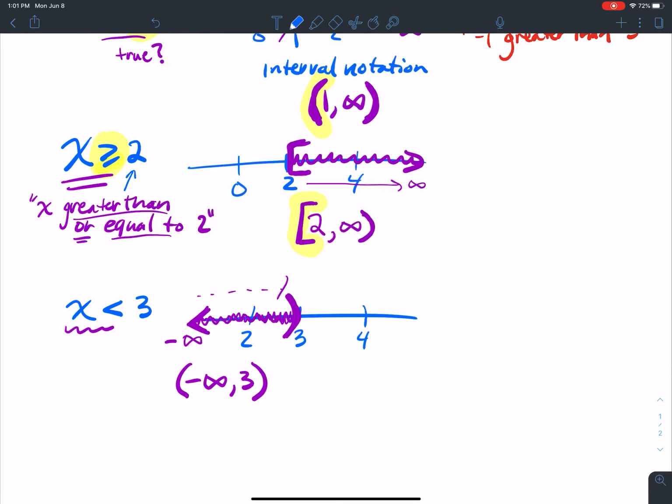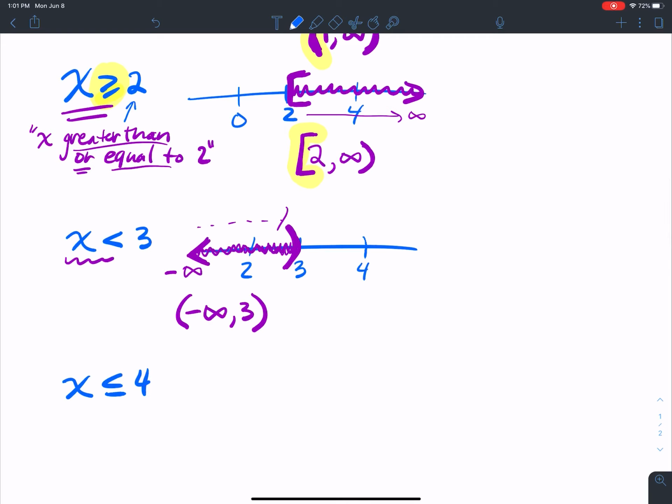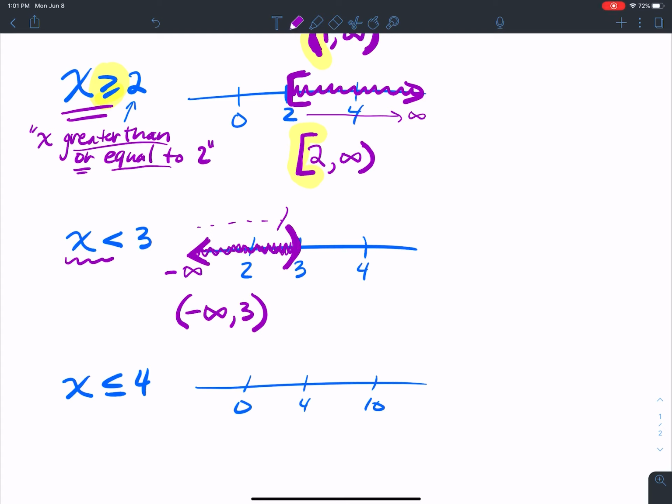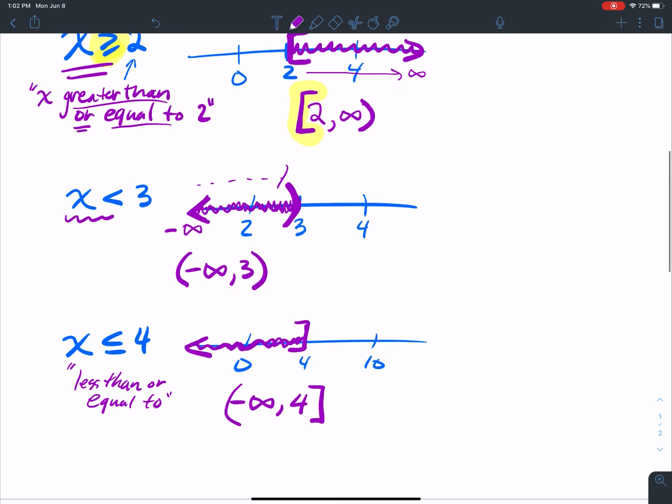Okay? And the last scenario would be x less than or equal to, let's not use 3, let's just use 4. Okay? So it's going to be everything less than 4, and then I have a bracket at 4, because I have the bar underneath that tells me less than or equal to. All right, so interval notation would go from negative infinity up to 4, and I have a bracket on the 4 and a parenthesis on the negative infinity.